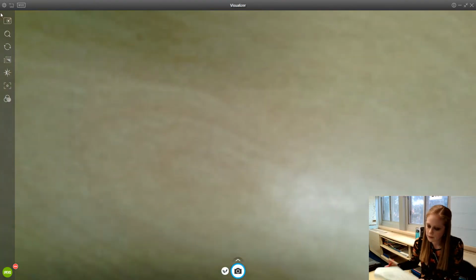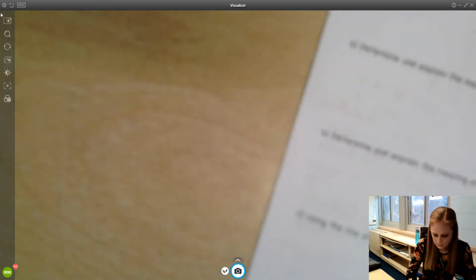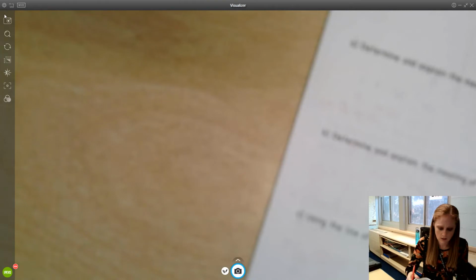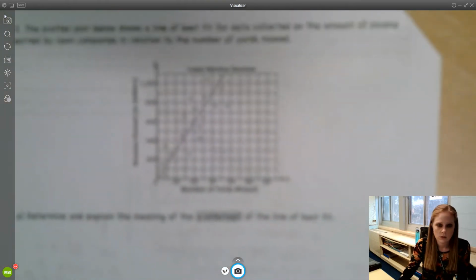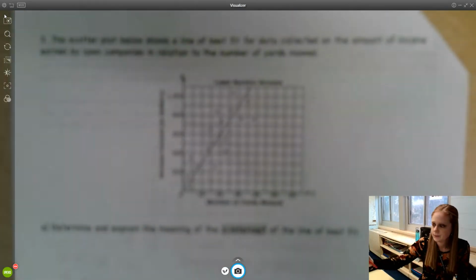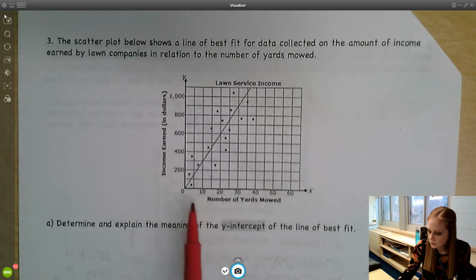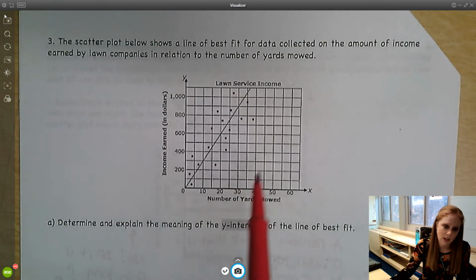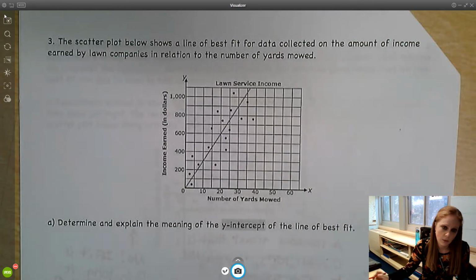Okay, we have 2 more. Okay, so this one is looking at lawn services. Whoa, blurry. The number of lawns that you mow and how much money you make. Makes sense. The more lawns you mow, the more money you make.